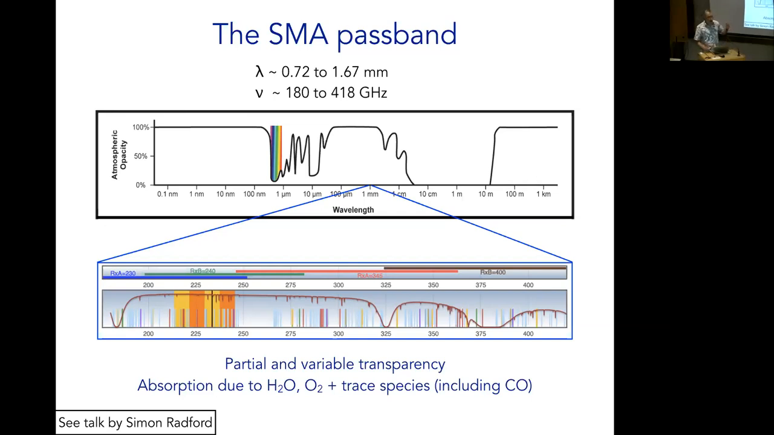The point also is that because these are atmospheric species and they're moving around with the wind and the weather and so on, the transparency is variable both spatially and temporally. So this will come into play when you consider calibration techniques.